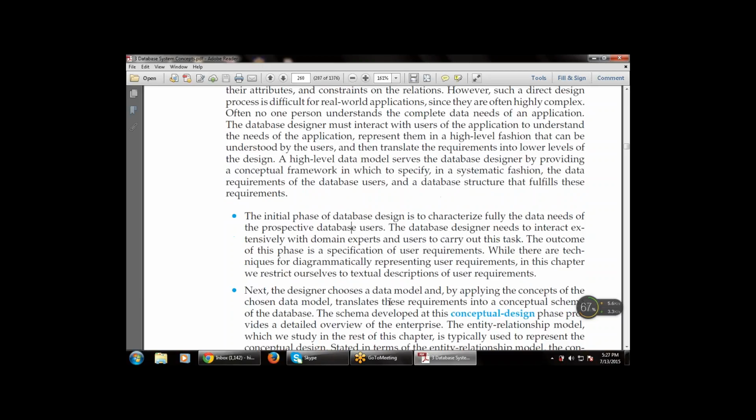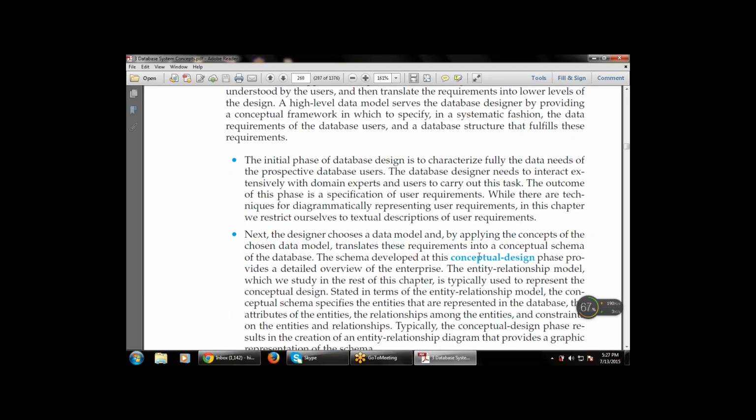Next, the designer chooses a data model and, by applying the concepts of the chosen data model, translates these requirements into a conceptual schema of the database. So first of all, gather the requirements from the different users, then choose a data model, and then, applying the chosen data model, translate these requirements into the conceptual schema of the database.